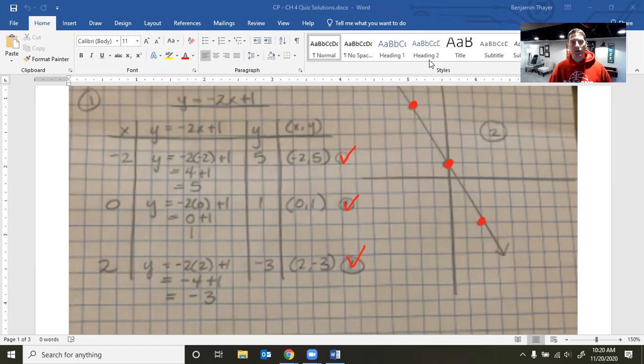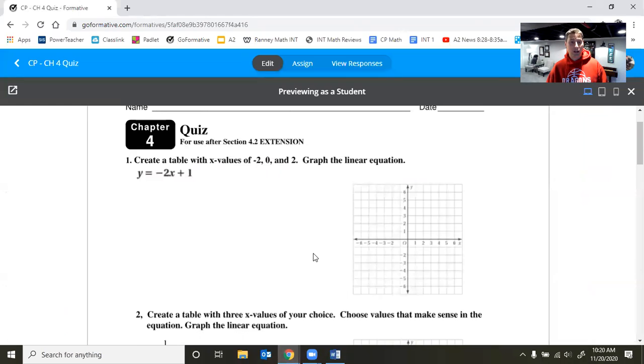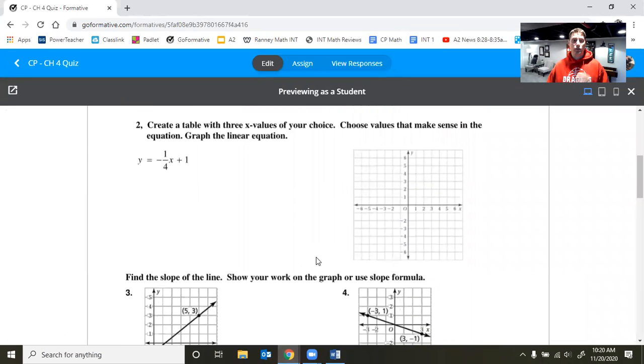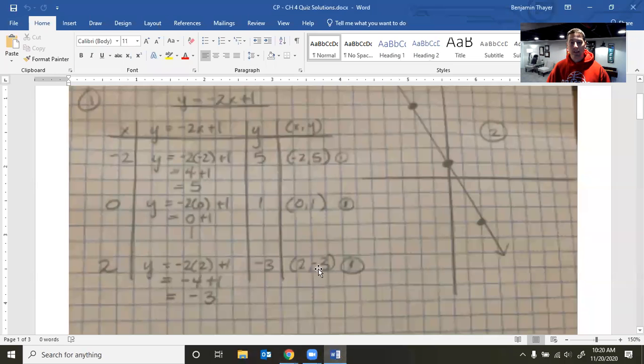All right, let's move on to number 2, where we talk about creating a table of your own values. So you get to pick the 3 x values this time. You still need to make sure that they make sense and show all your work in a 4x4 table and then graph it. So here we go.